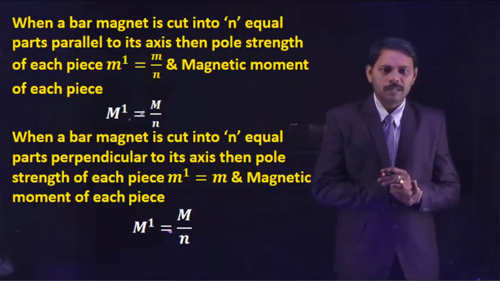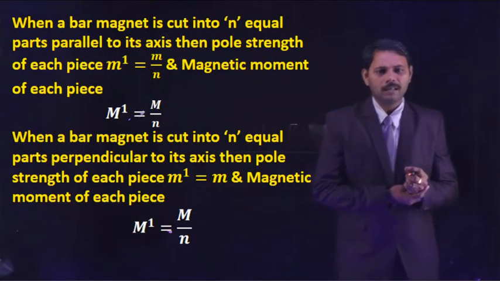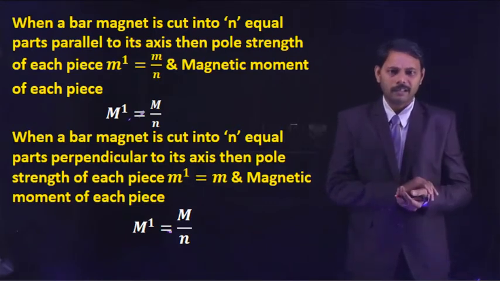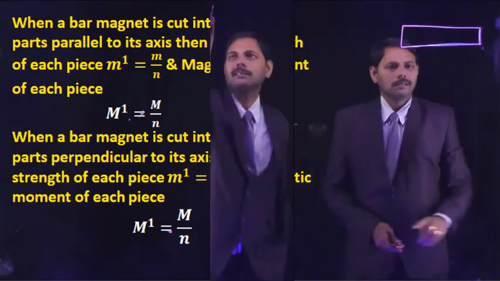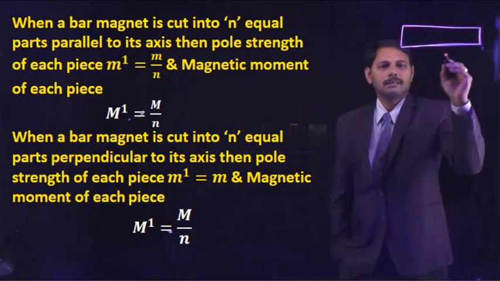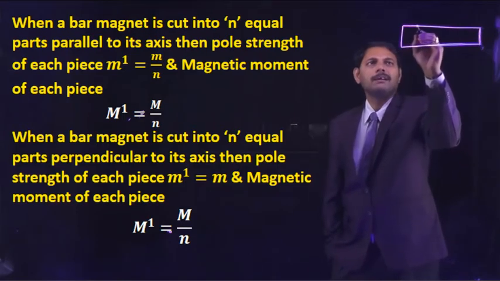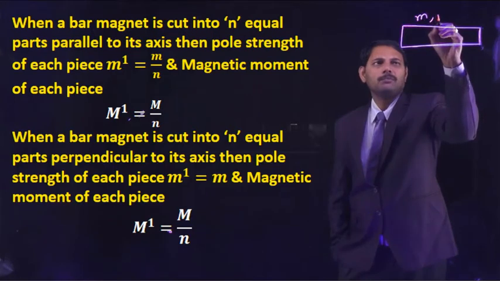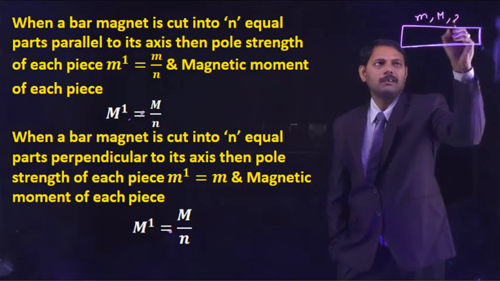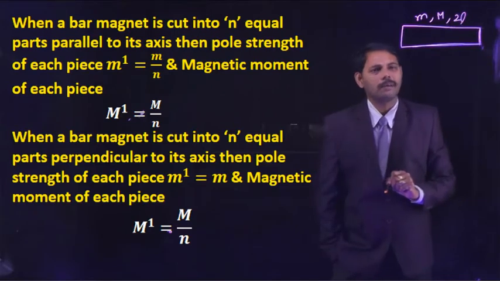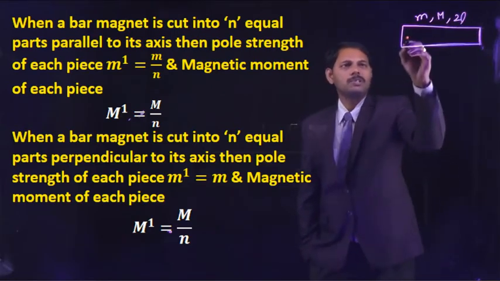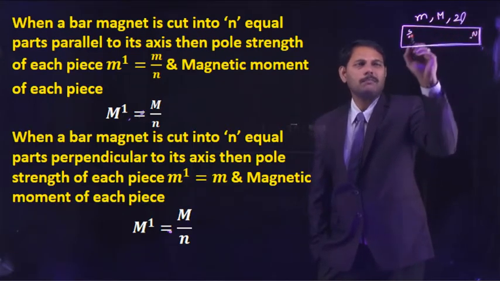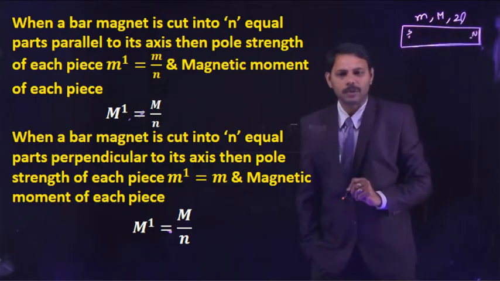Next, students, let us move on to the cutting of a magnet and the modification in the pole strength and magnetic moment according to the cutting of the magnet. Let us consider a magnet having pole strength small m, magnetic moment capital M, and length 2L, with pole strength at the south and north poles.